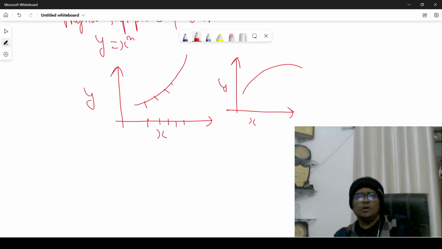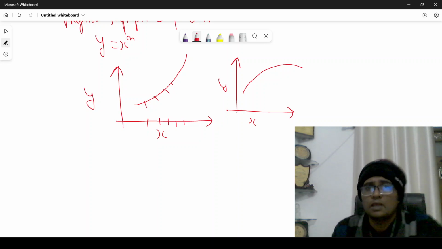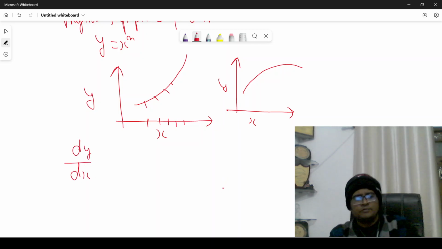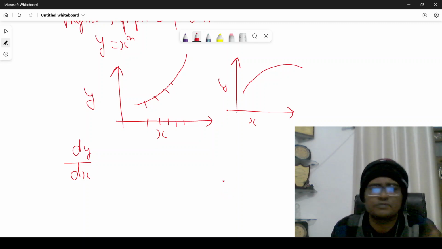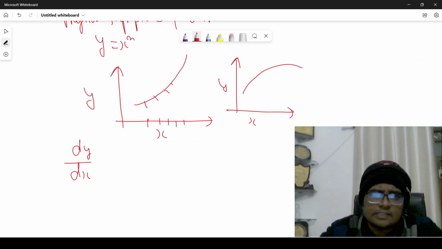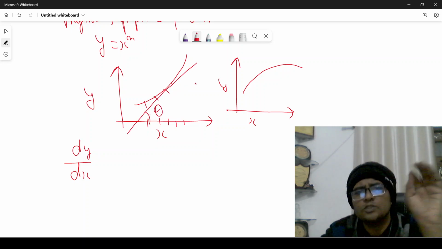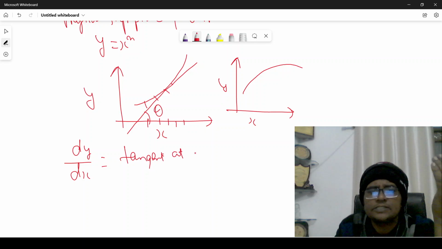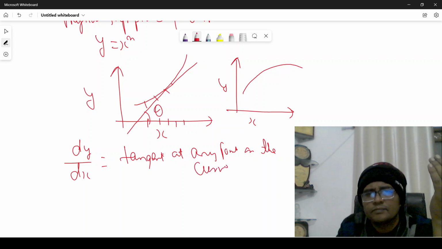Now the question is, what help do we get from differentiation? We have seen many times what dy by dx is. First of all, I will explain the physical significance of dy by dx. The physical significance of dy by dx is that it is the tangent at any point on the curve.